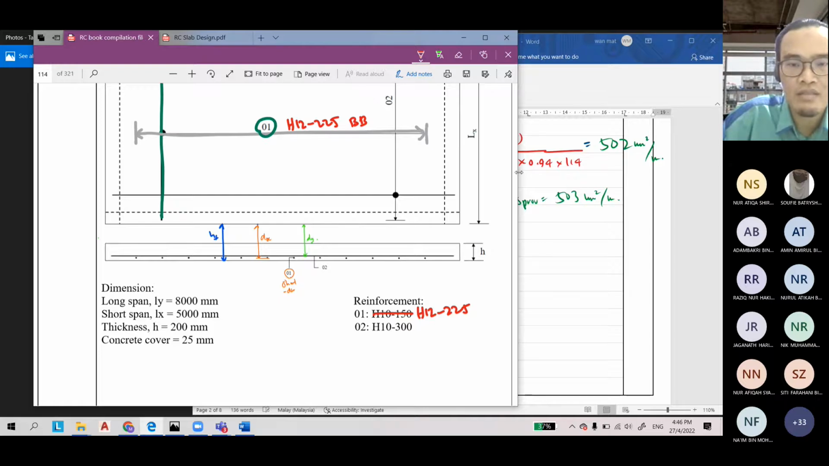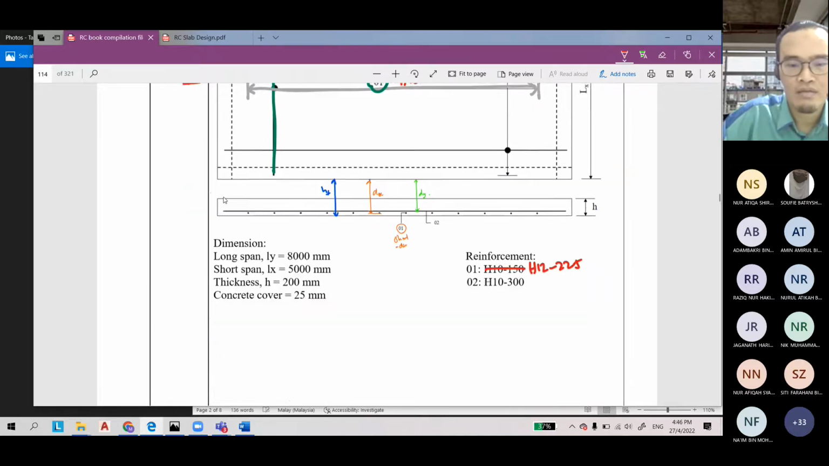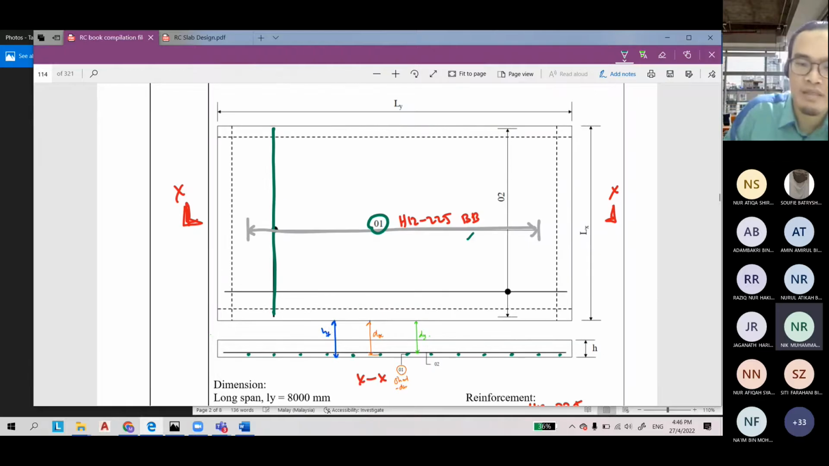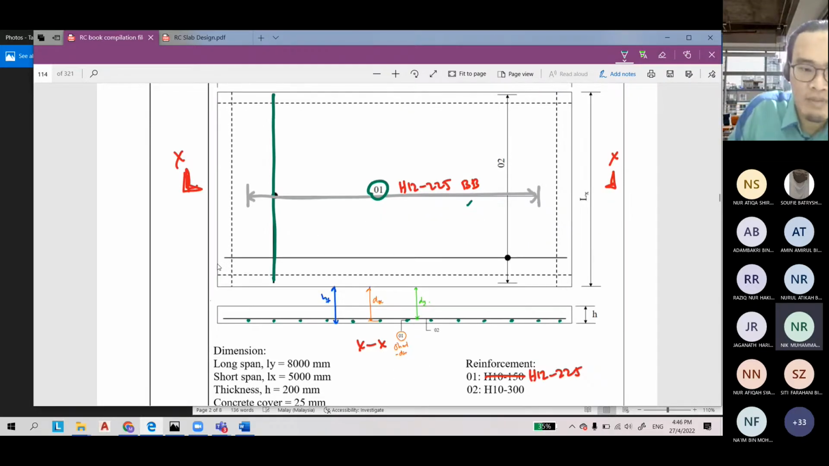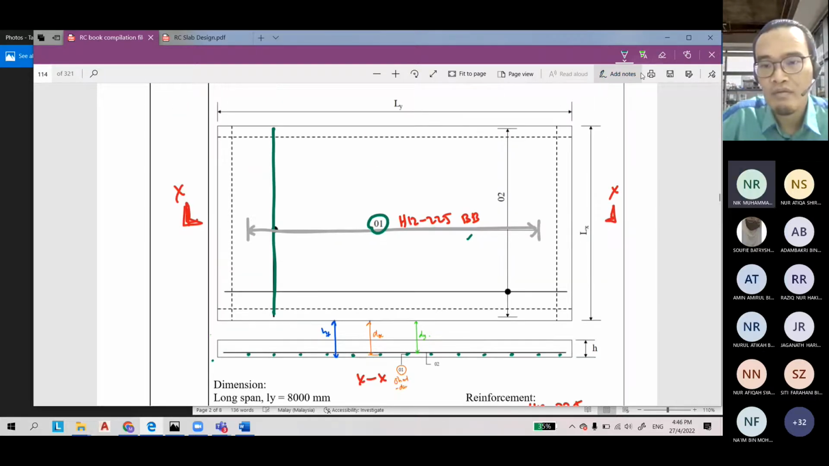So this is the reinforcement. If you cut the cross section, let's say XX, the cross section is here. This is the reinforcement, the green color here. Be careful. Maybe one day when you go for internship at a contractor, you check. What is BB? BB is this one, bottom. This is bottom and bottom again.